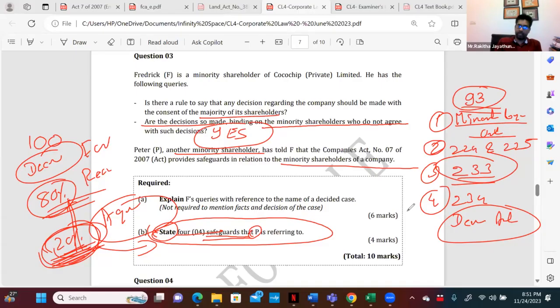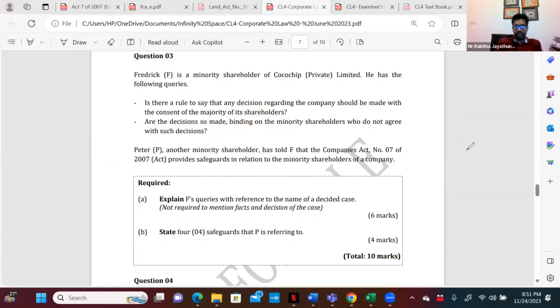It's not the time for me to explain these things in detail. Anyway, you don't have to explain it in detail here. You just list down them and you get 4 marks, right? Then let's move to the next one.